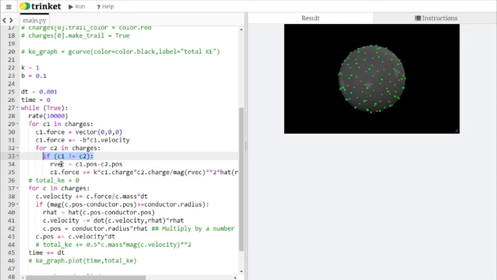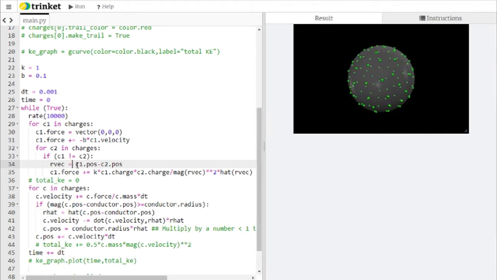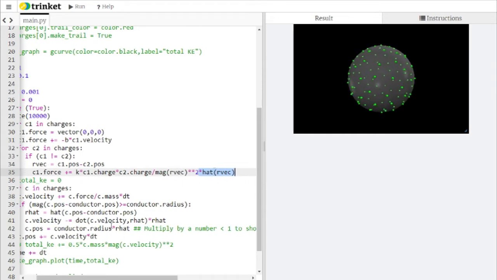So if C1 and C2 aren't the same charge, then we go through our usual calculation of the electric force between them. We get a relative position vector, C1 minus C2, their position vectors minus each other. And then we just calculate the force on C1 from C2. So we start out with this C1 dot force being 0, and we're going to add to that the force from each charge. We're just looping around and adding to each of these charges the force from all the other charges. So we take our electric constant K, multiply the two charges together, divide by the square of the distance, and then multiply by our unit vector to give us a direction. And since these are the same sign, since they're both negative values, these things are going to repel each other. You can even see that now they're tending to avoid each other.